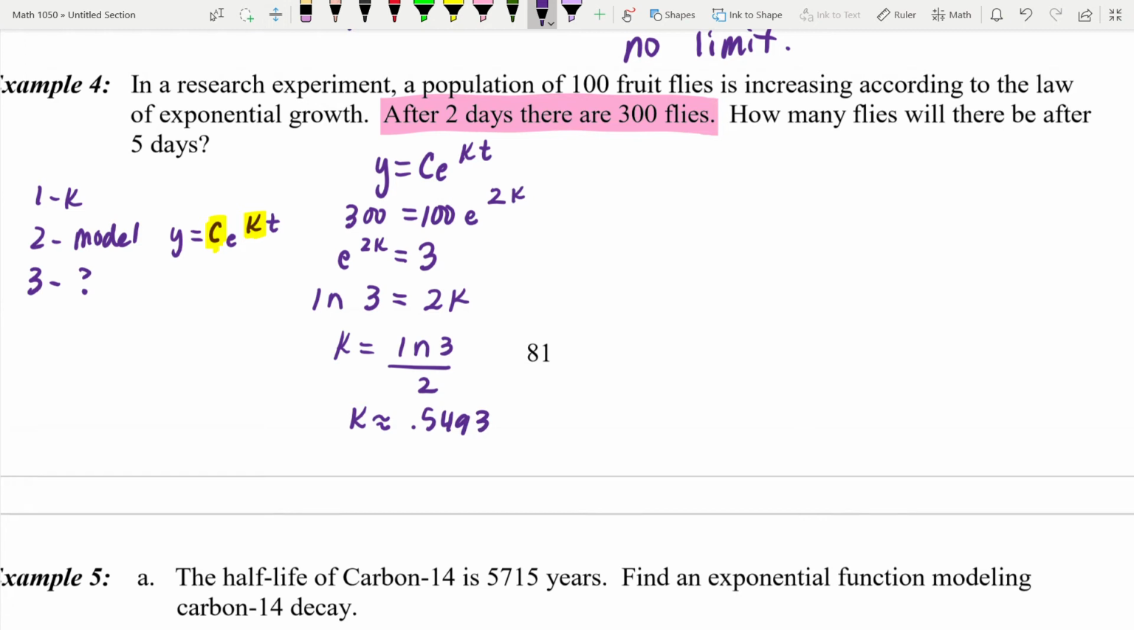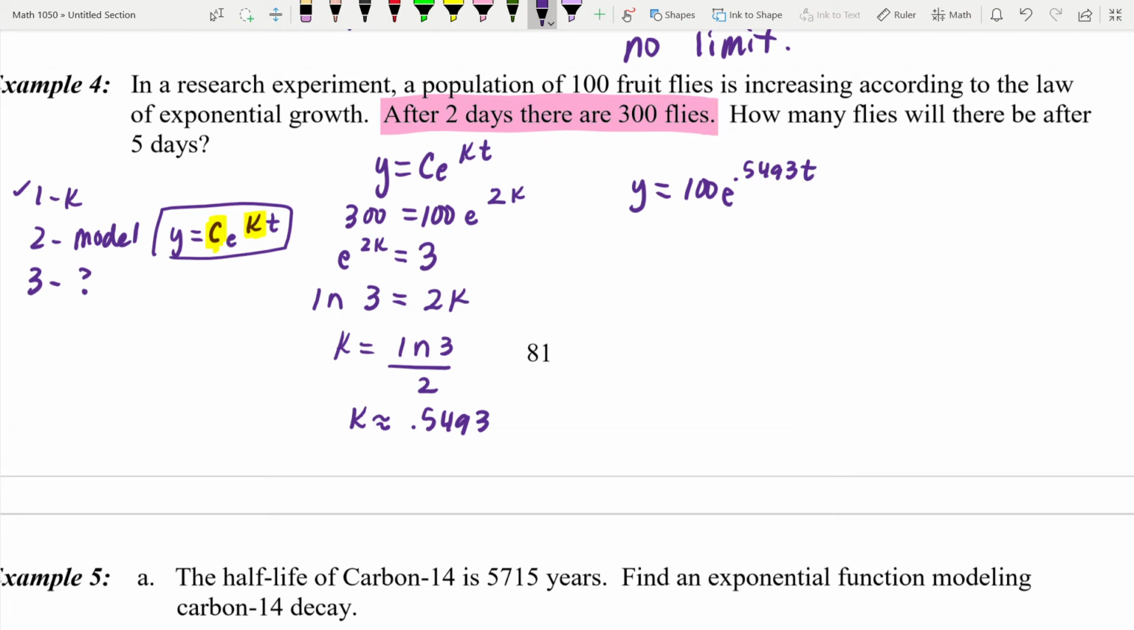I want everybody to hit store, enter. So I've just stored it. Step number 1 is done. Step number 2 is taking this model, putting a value in for C and a value in for k. So everybody go y equals 100 e to the 0.5493 times t. That's easy. Now answer the question.